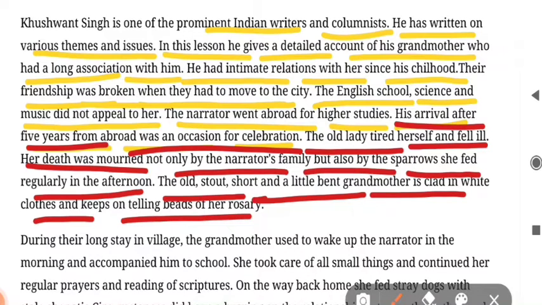So what happened here, in the last line of the first para, it is told how she appeared, how she looked. So she was in white clothes all the time, and she was busy telling the beads of her rosary, right?